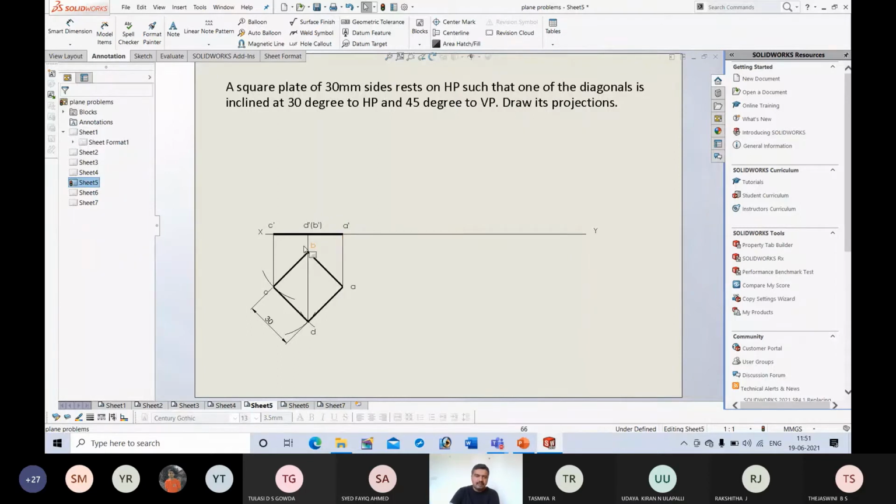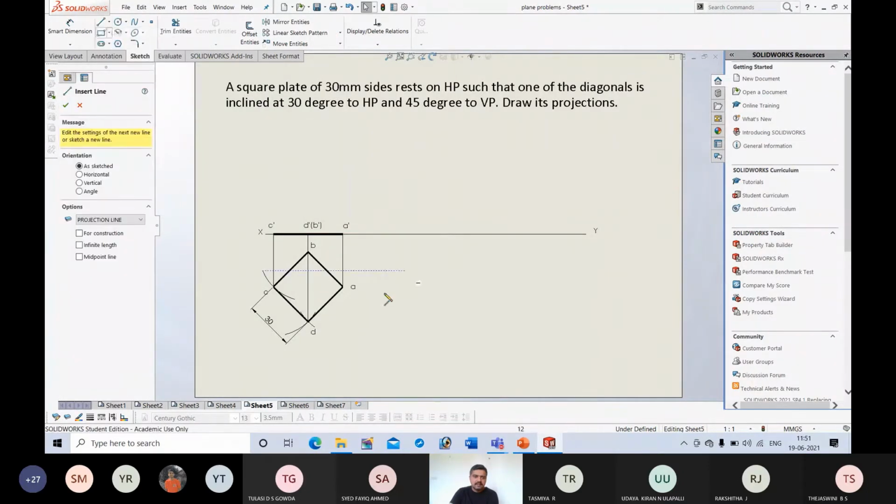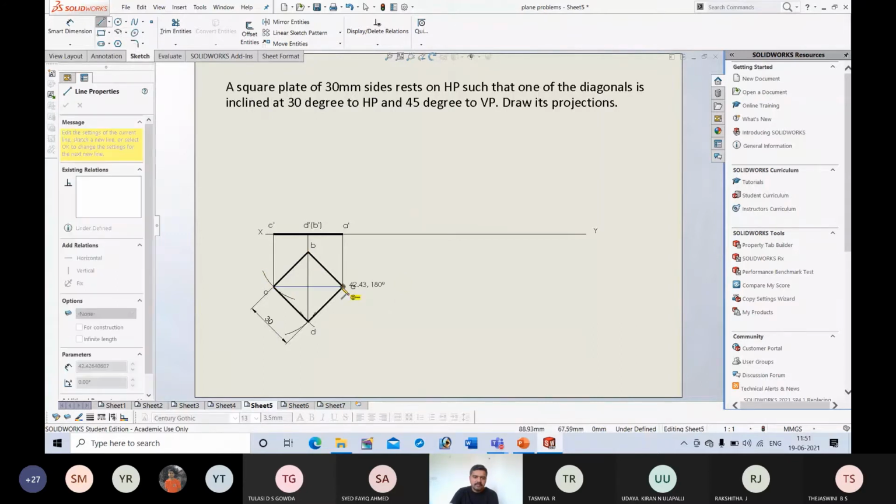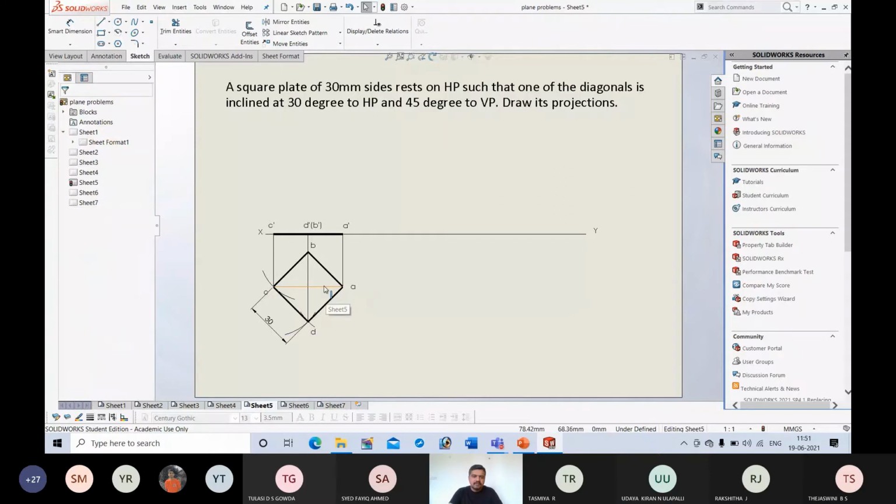Now I have drawn the top and front views by keeping the complete square lamina on HP, so that I can see its true shape in the top view and the true length of the diagonal in the front view. Next, I will satisfy the first condition, that is one of the diagonals. Here there are two diagonals, a line connecting D to B and A to C. Now this diagonal is parallel to both HP and VP. Now I will make it inclined to HP.